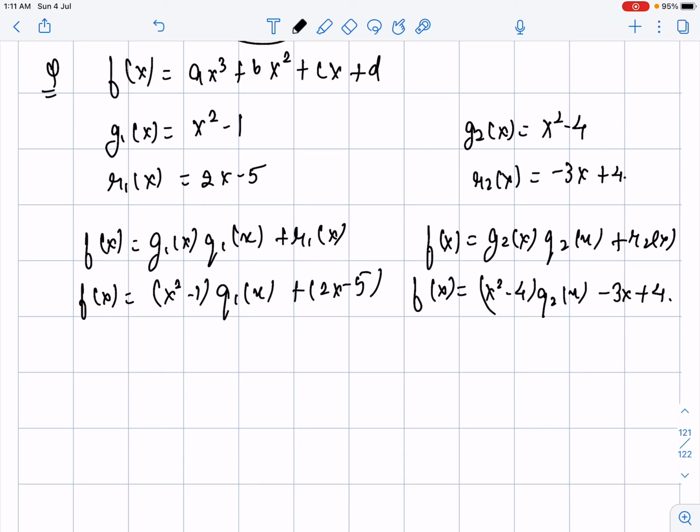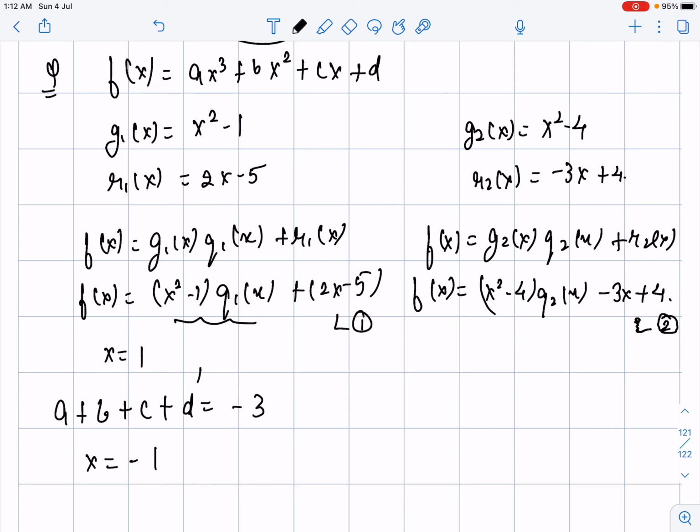Now guys, we will substitute the value of x is equal to plus 1 in equation number 1 one time, and x is equal to minus 1 in equation number 1 for the second time. Similarly, we will keep the value of x is equal to plus or minus 2 in equation number 2. So for x is equal to 1, when I substitute, I will get a plus b plus c plus d is equal to, this becomes 0, 2 minus 5 is minus 3. Then when x is equal to minus 1 is substituted, I will get minus a plus b minus c plus d is equal to minus 2 minus 5 is minus 7.